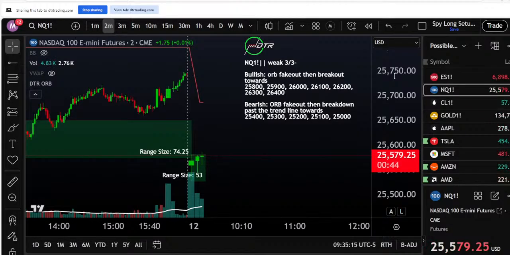Yeah, smaller range than we've seen so far this week, but 53 points is still pretty big. So we're okay. We have a chance here for increasing volume on this candle.